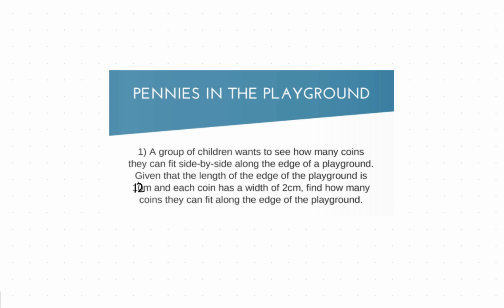So it's quite a wordy question, but if you just imagine children placing coins along the edge of a playground, once they put one coin down it's 2 centimetres and you're just going to build it up. We need to find out how many they need to get to 12 metres. Okay, so that's what we're going to look at in this question. Just be aware that this is a mental arithmetic question, so time is very important.